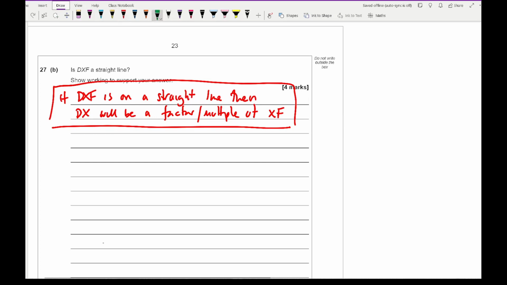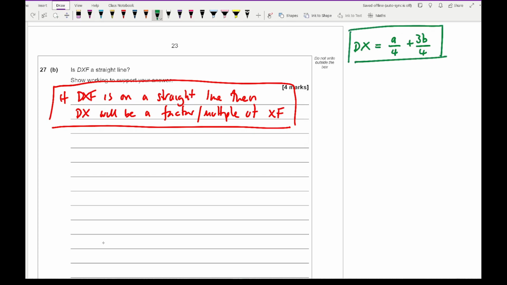Now for this, I know that dx, I've already shown that from part A, is going to be equal to a over 4 plus 3b over 4. If you prefer to have a quarter a plus 3/4 b, that's absolutely fine. So let me just put a little box around that to begin with. Now the next thing I then need to find is what xf is going to be. Now xf is going to be equal to xe plus e to f.